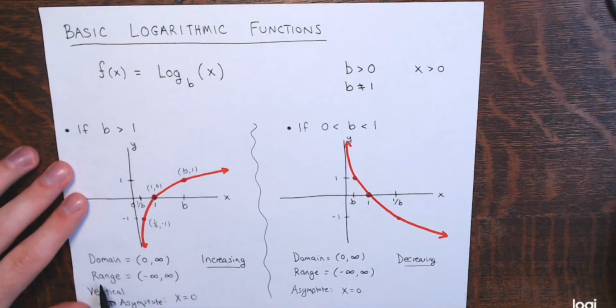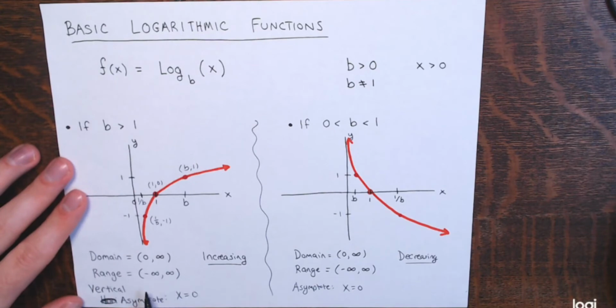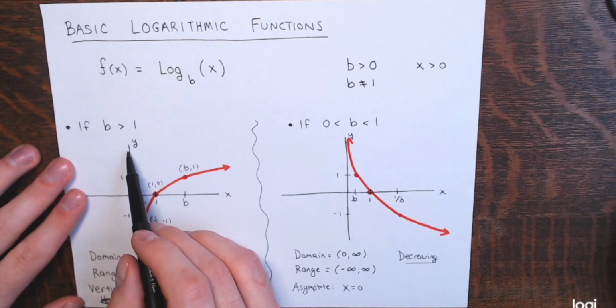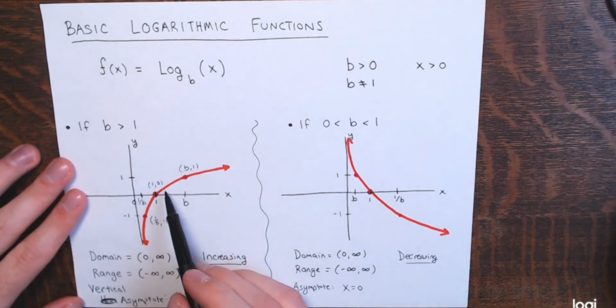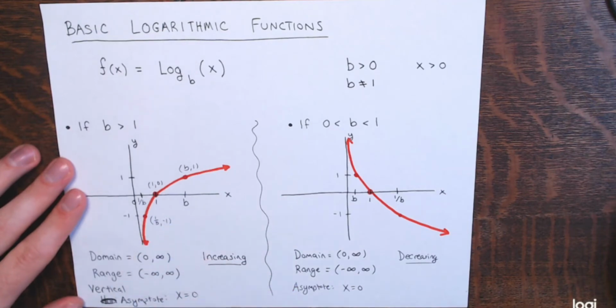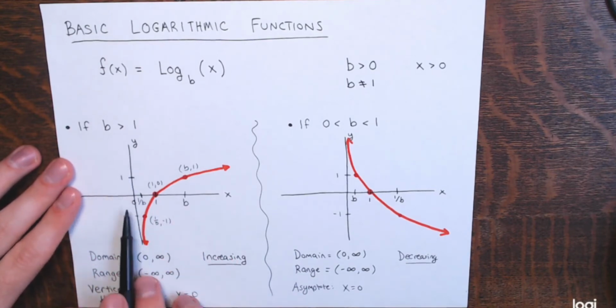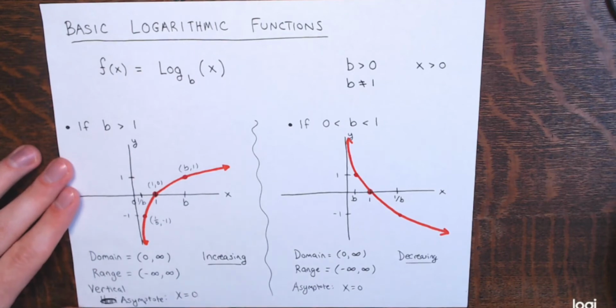The range for any logarithmic function is all real numbers. There's a vertical asymptote for these basic functions at the y-axis, the line x equals 0. See how the graph approaches the y-axis but doesn't actually touch it. The domain is only positive numbers. And this asymptote will be moved if you do some sort of horizontal shift. If you do a horizontal shift left or right, the asymptote will move as well.